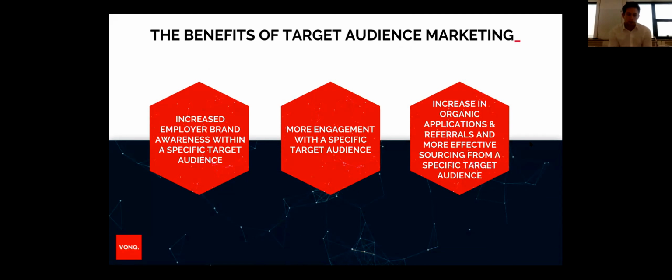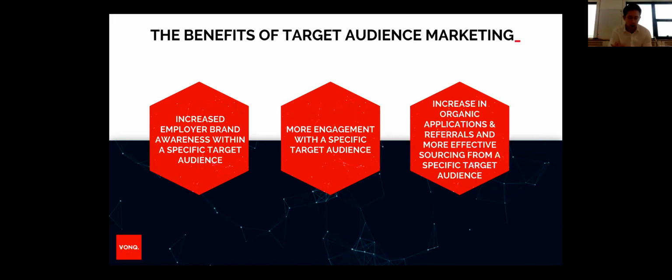Okay, so now to the benefits again. The results you can expect from effectively engaging with your target audience on this level include a broader awareness of your company's involvement in specific activities, specific areas. This leads to more engagement from that particular audience.